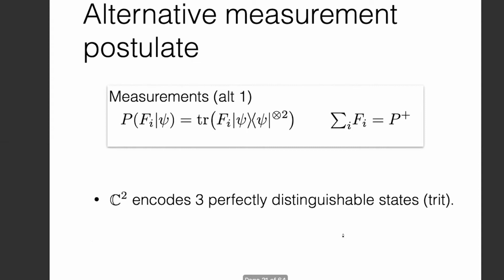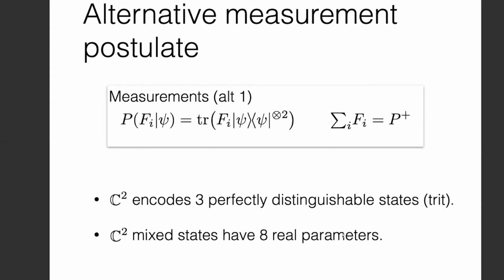Some other exotic properties is that a spin 1/2 particle here encodes 3 perfectly distinguishable states. Not 2 as in quantum mechanics, but 3. And a general mixed state of a spin 1/2 particle, instead of having 3 real parameters, namely the Bloch vector, in order to specify this state we need 8 real parameters, not 3. So more exotic properties. Let's keep on with every time even more exotic properties.